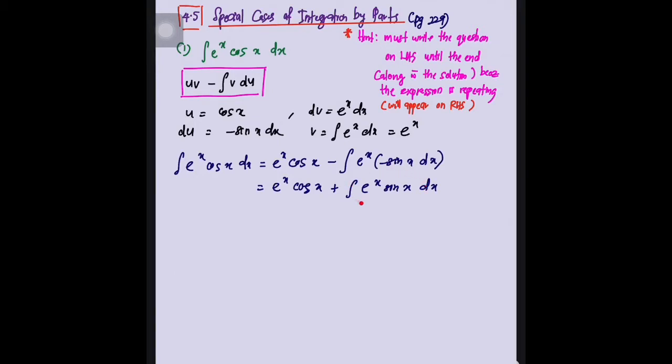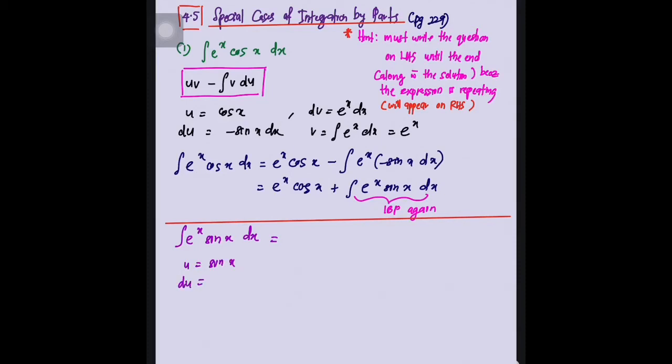So we have e power of x sin x dx. So what you need to do with this one, you have to apply IBP again. Integrate e power of x sin x dx. So it will become u is equivalent to sin x, du is equivalent to cos x dx. So what will be your dv? dv is equivalent to e power of x dx.